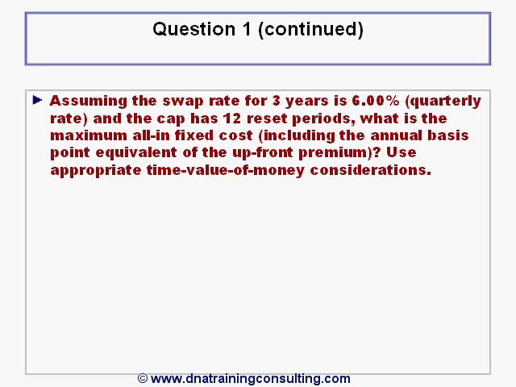Assuming the swap rate for 3 years is 6% quarterly rate and the cap has 12 reset periods, what is the maximum all-in cost, including the annual basis point equivalent of the upfront premium? Please use appropriate time value of money considerations. The 4 possible answers follow.